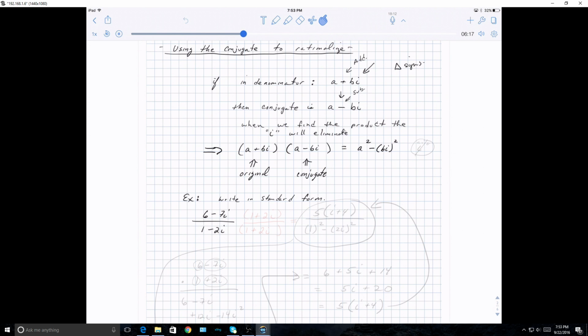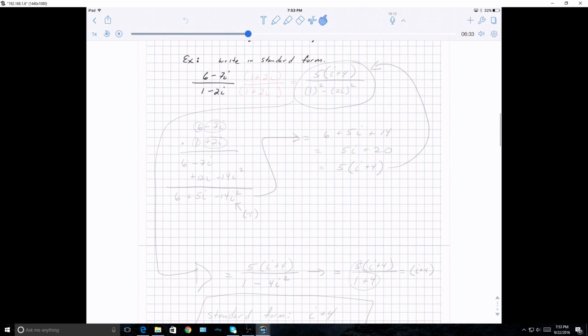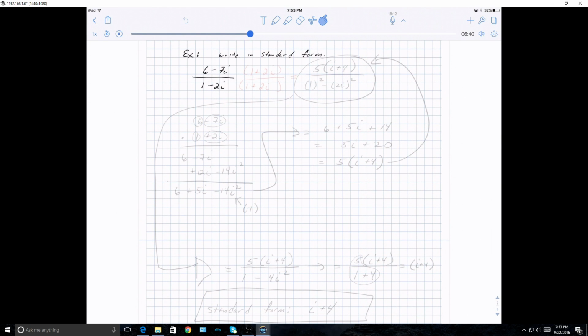What it does is it allows us to get rid of the internal i components. So notice that there are no single i's around here. So what we're going to do is an example real quick, and we're going to write this in standard form. The only thing we have to do is multiply numerator and denominator by the conjugate. So that would be 1 plus 2i in both numerator and denominator.